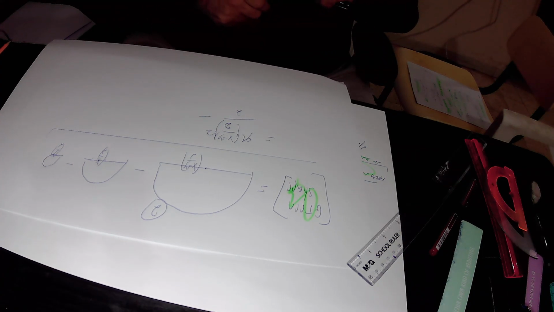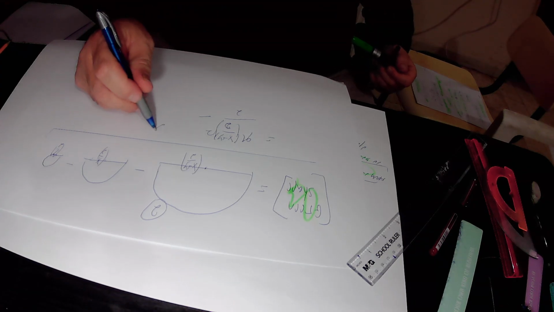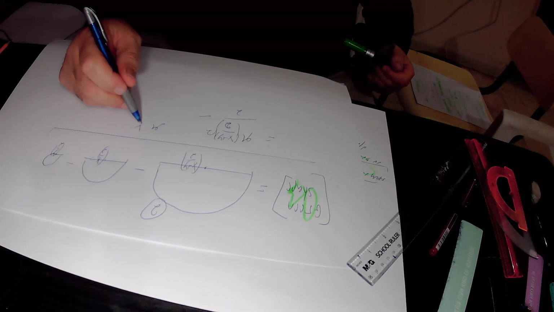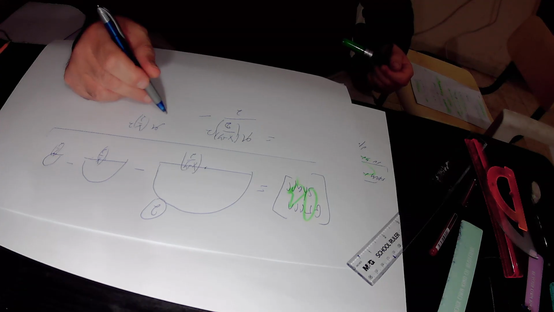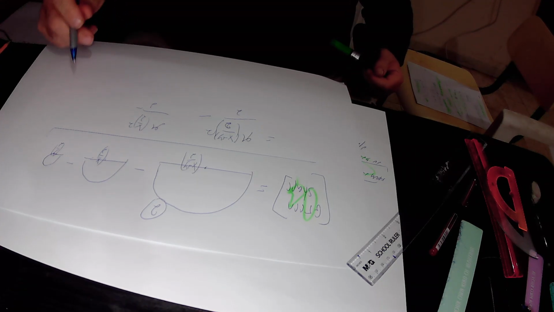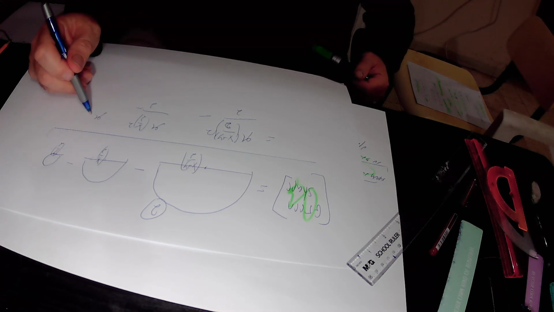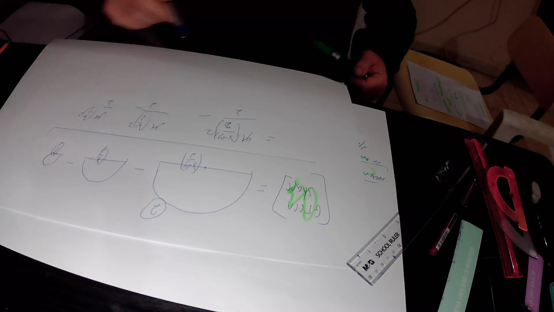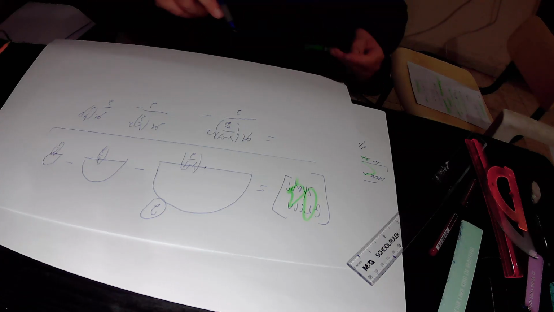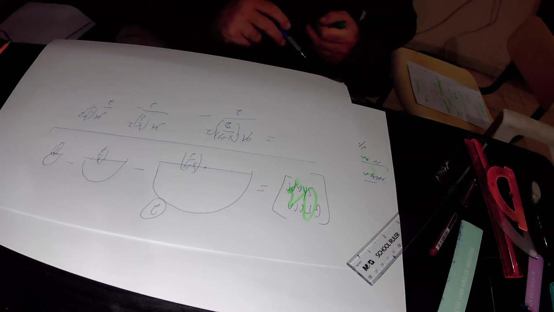Now the area of the medium semicircle equals pi times the radius squared, that is x over 2 squared, divided by 2. Now the area of the smallest semicircle equals pi times the radius squared, that is y over 2 squared, divided by 2. So in total, the value of this expression equals the area of the green shape, that is the area that we are looking for in this question.